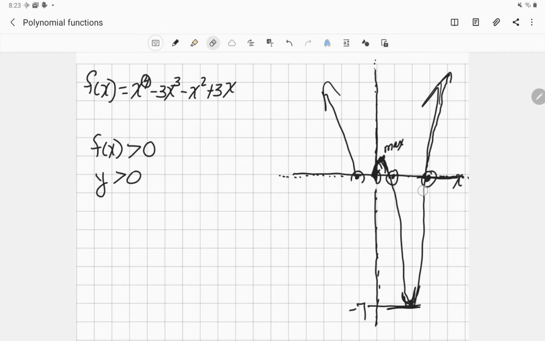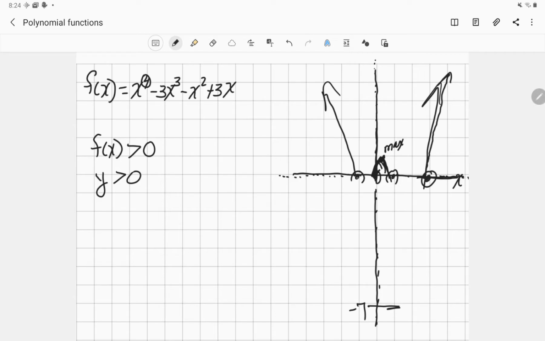Here, the graph itself is below the x-axis, so not here, not here. But all of this is above the x-axis. I took it out from the picture so that you can see that this piece is above the x-axis, that piece is above the x-axis, and that third piece is above the x-axis. Now I have to give this in terms of an answer, because saying here, here, and here is not really an answer.